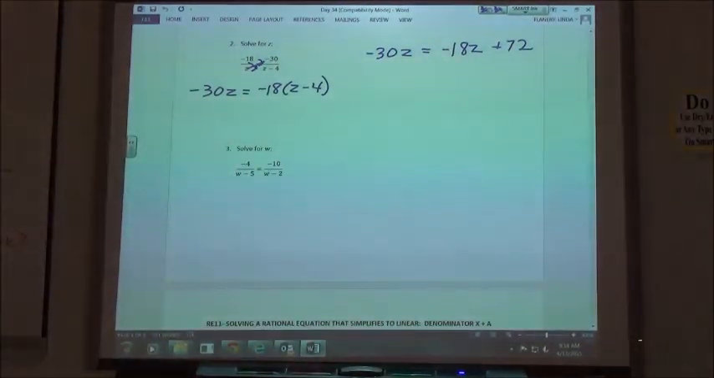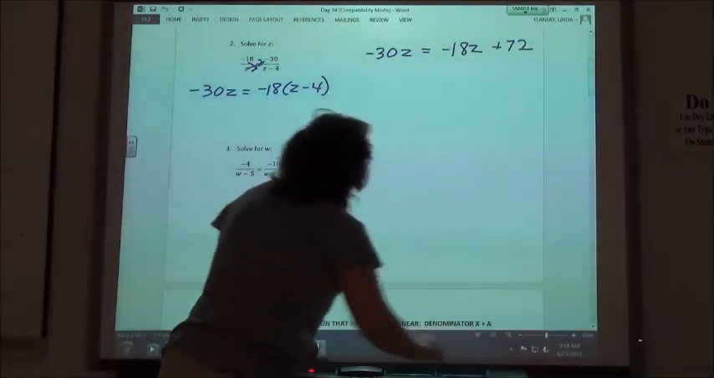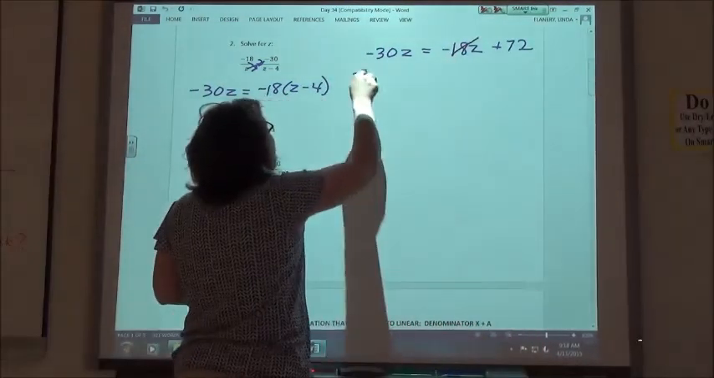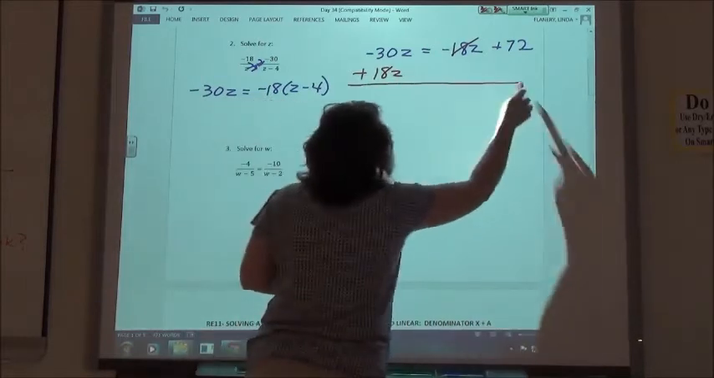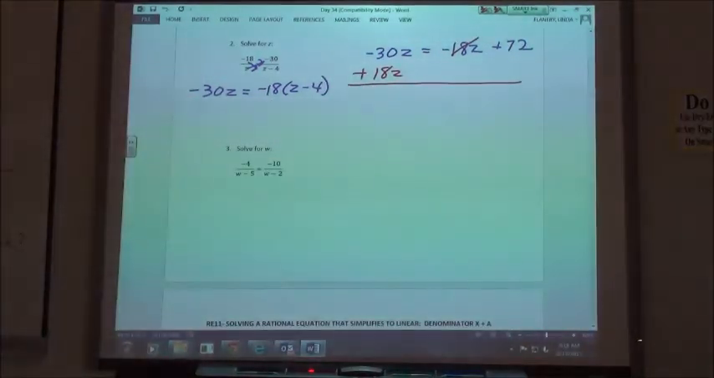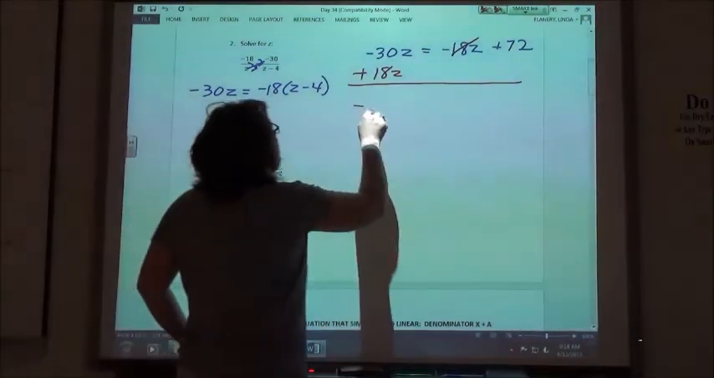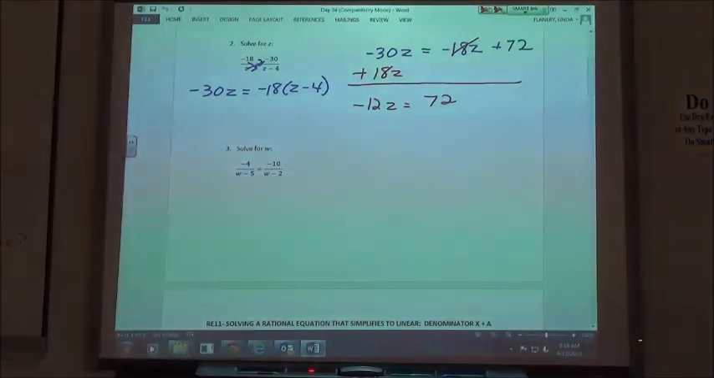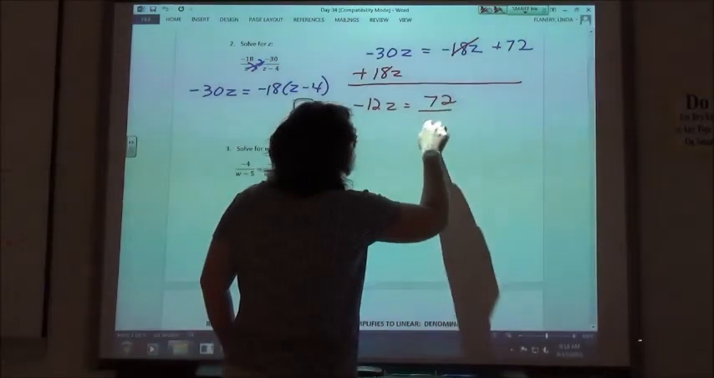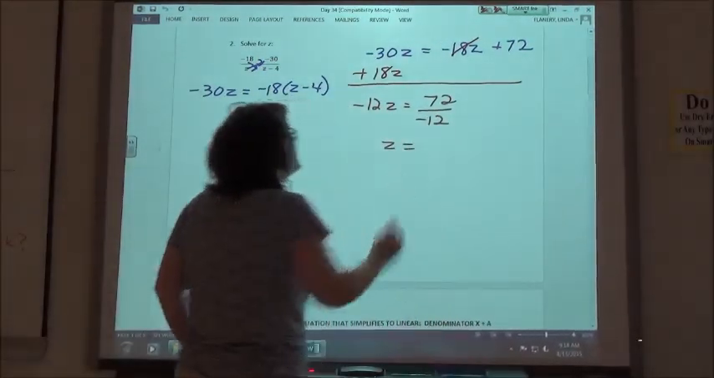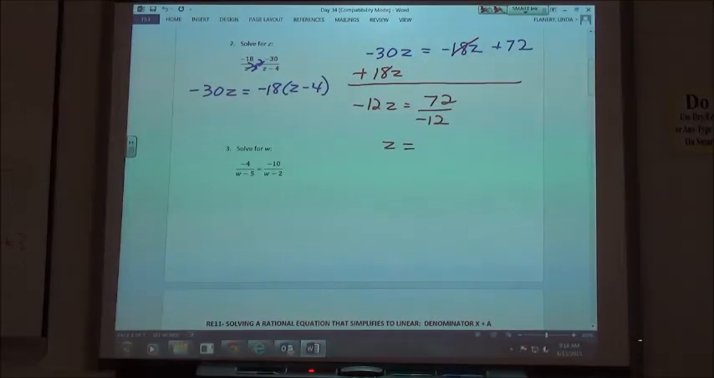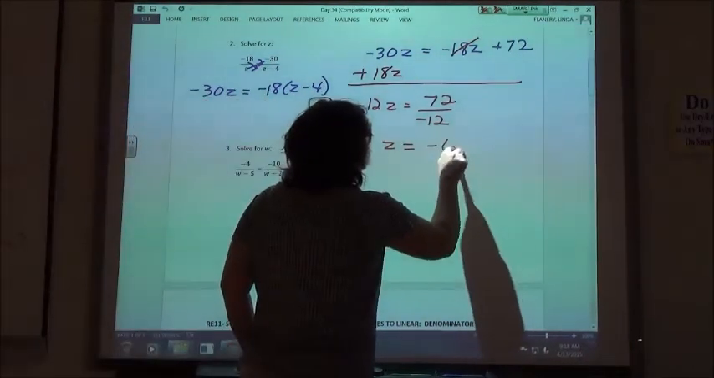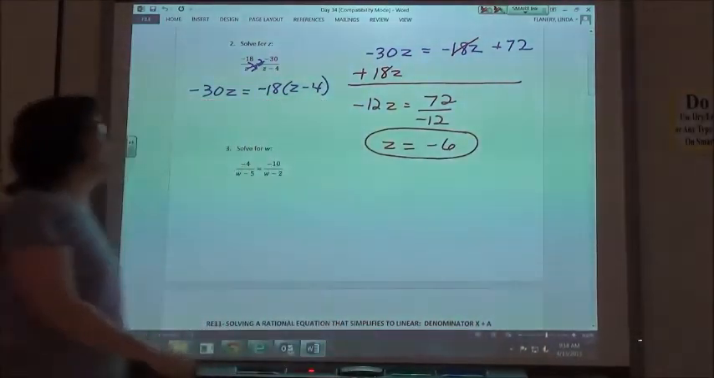All right, so solving that for z, we want to move our z's over to the left side, so we're going to add our 18z, and we would get negative 12z equals 72, and then we're going to divide by negative 12, so z is going to equal negative 6.